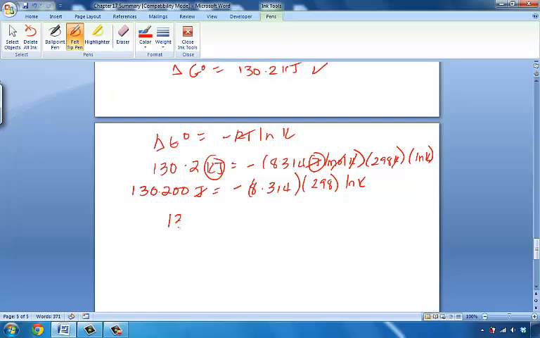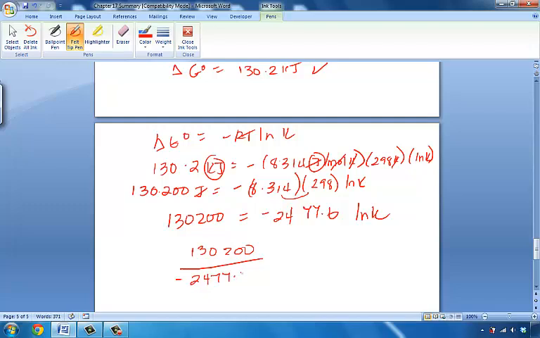So 130,200 divided by negative 8.314 times 298 is really what we're going for. The value for multiplying those two is negative 2477.6, times ln K. So 130,200 divided by negative 2477.6 should give you ln of K. And what do we get? When we divide that, we get negative 52.55 equals ln of K.